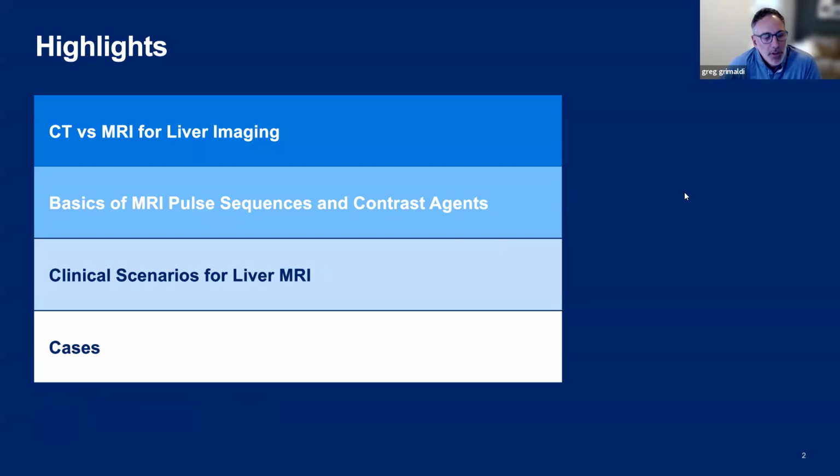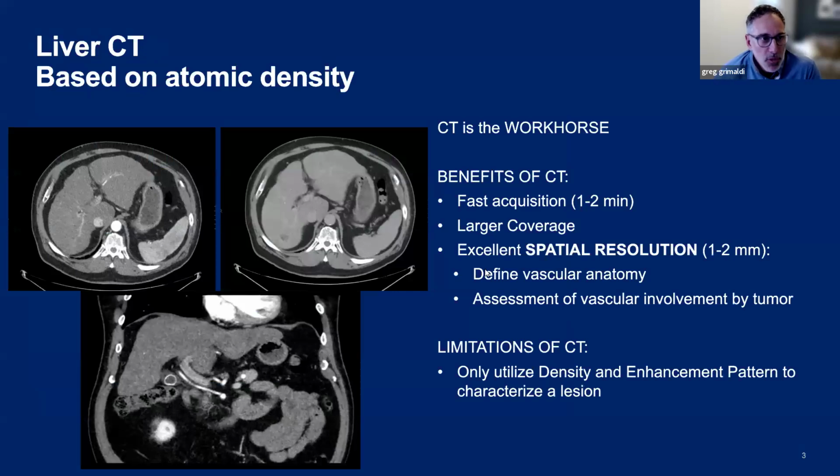We're going to talk about the benefits of each modality. We're going to spend a fair amount of time talking about the basics of MRI pulse sequences and contrast agents. That might seem a little frightening, but I promise that I'm not going to focus on the physics. We're going to talk about the clinical utility of each of the pulse sequences. We're going to talk about clinical scenarios for liver MRI, which I'm sure you're very familiar with, and then we're going to go through a number of cases.